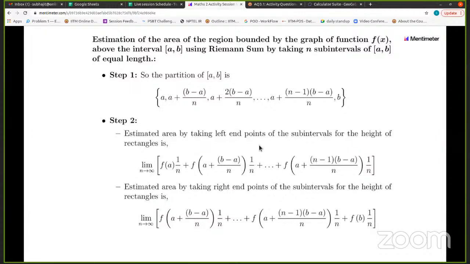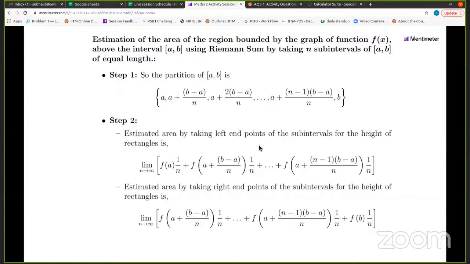So the first point x naught is basically a, x1 will be a plus that length, x2 equal to a plus 2 into that length, and so on. Eventually at the nth position we get a plus b minus a by n into n, where n cancels and a minus a cancels, and that gives us b. So we have divided the interval AB into n subintervals.